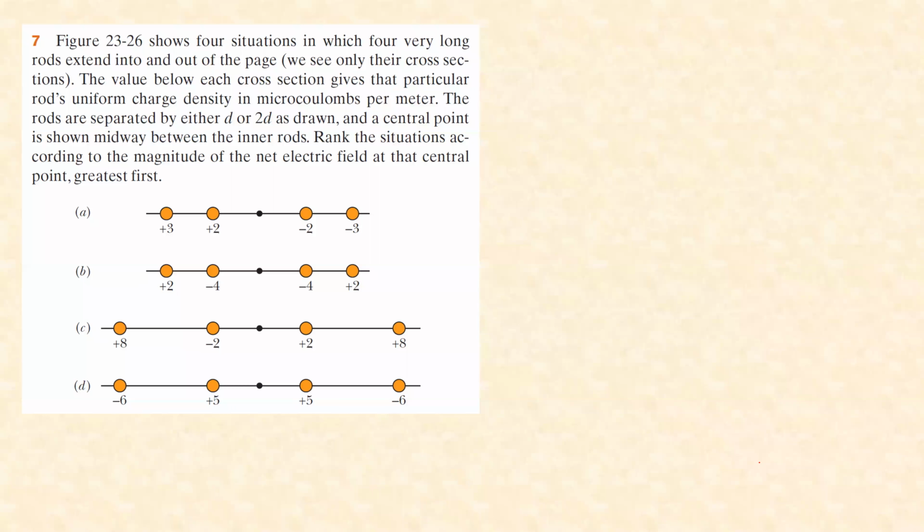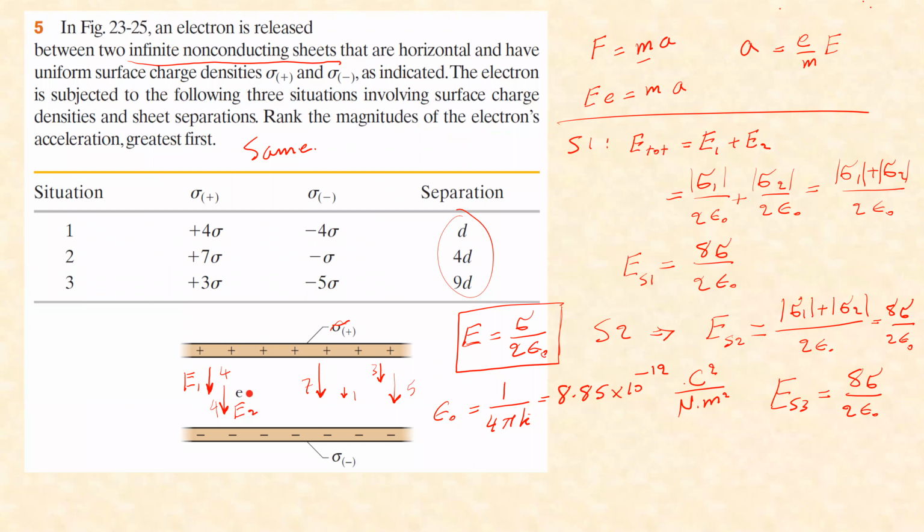Yes? Can you go back? What made you draw the arrows in those locations? You see that E1 is for the upper plate, which has a magnitude of sigma over 2 epsilon naught. It should have an absolute value here, but it doesn't matter because that's a magnitude. It is perpendicular to the surface and away from the surface if the charge is positive.